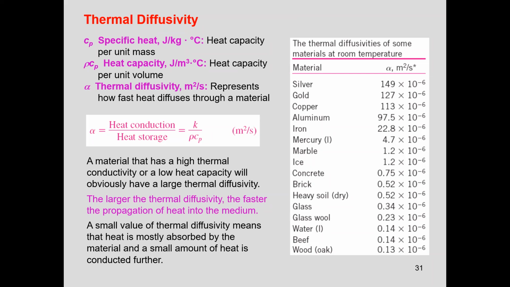So basically, for a faster diffusion, it is desirable to have a higher thermal conductivity and a lower heat capacity. A small value of thermal diffusivity means the heat is mostly absorbed by the material, and a small amount of heat is conducted further.